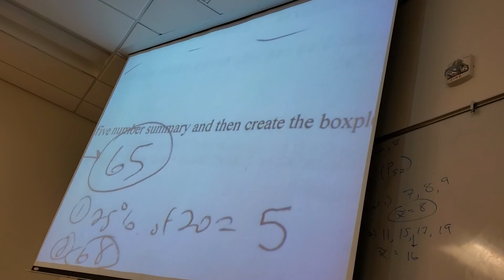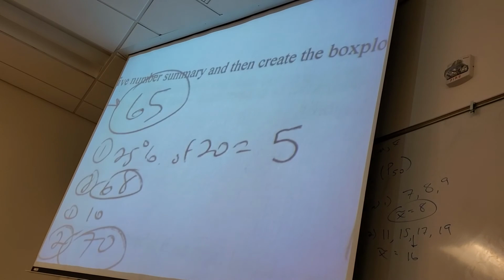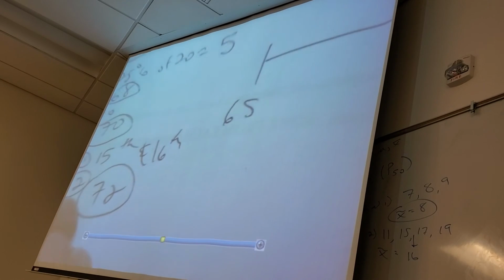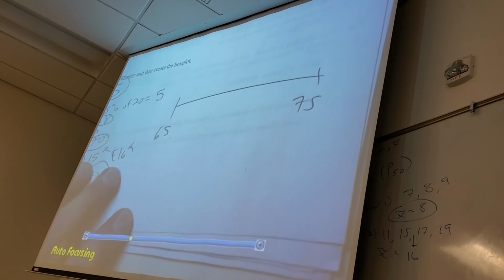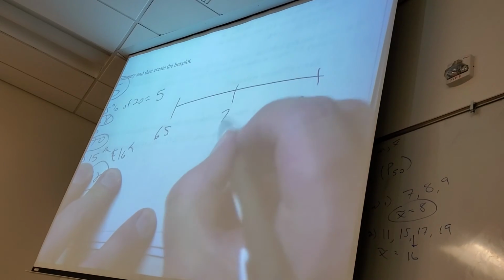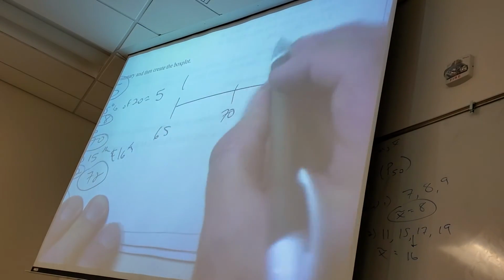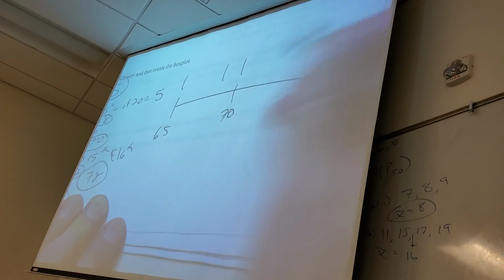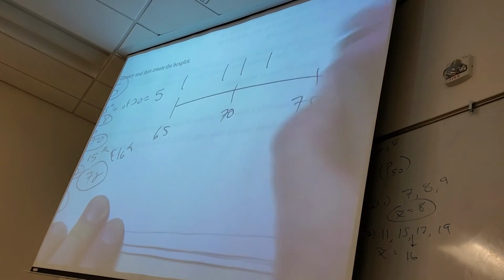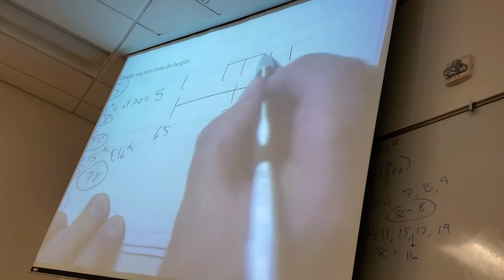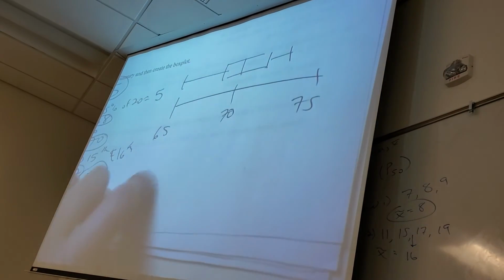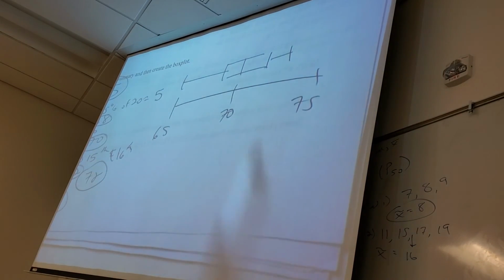And then to make the box plot, I want to go from 65 up to 75, looks like. Oh my God. I was way zoomed in there. So then I got 65, 68, 70, 72, 73, box, whiskers, bam. You probably want a better scale than that.